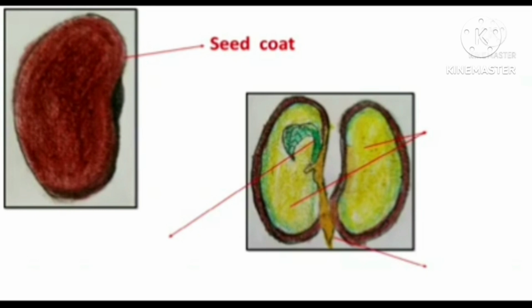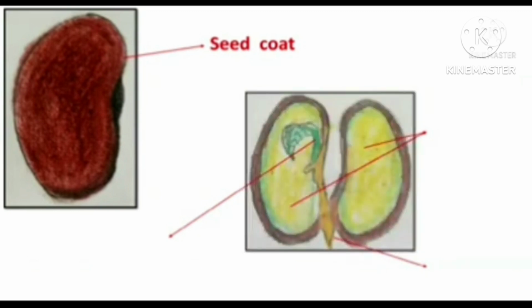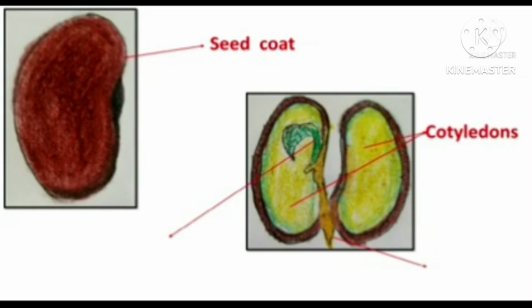Inside seed coat, there will be two leaves in dicot seeds. That is, if you split into two, if it is two leaves, then it is dicot seed. If you can't cut like rice, maize, wheat, then it will be monocot seed. Here when you split into two or cut into two, then you will find two leaves or one leaf, then it is called cotyledon or cotyledons. Cotyledons are also called seed leaves or seed leaf.